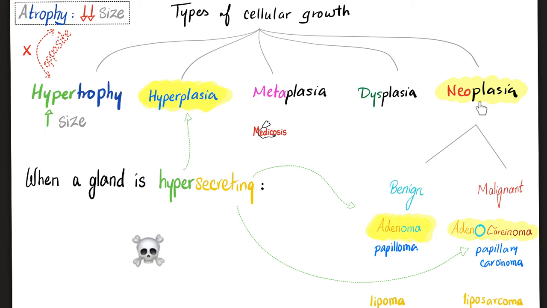Neo means new, plasia means growth. This new growth, these tumors could be benign tumors or malignant tumors. If I say adenoma, this means a benign tumor of glands. But if I say adenocarcinoma, when I say carcinoma or sarcoma, I imply malignant tumors, also known as cancers. So adenoma is a benign tumor of a secretory gland, but adenocarcinoma is a malignant tumor of glands. How about papilloma? Benign. How about papillary carcinoma? Malignant. Lipoma is benign. Its malignant equivalent is called liposarcoma.